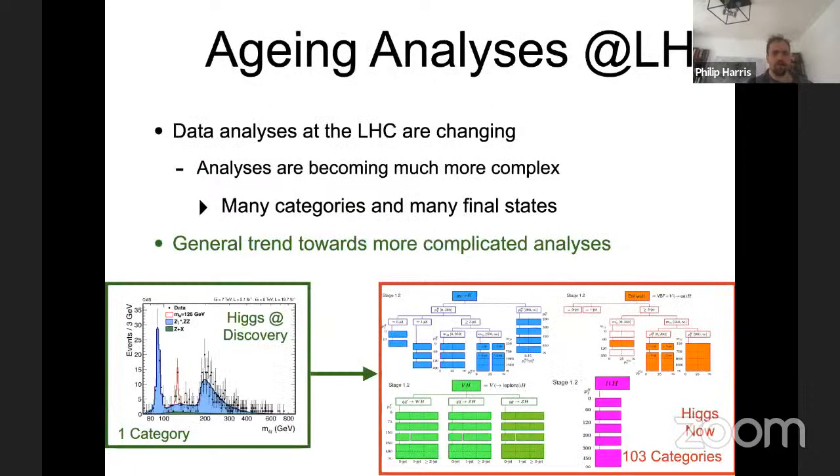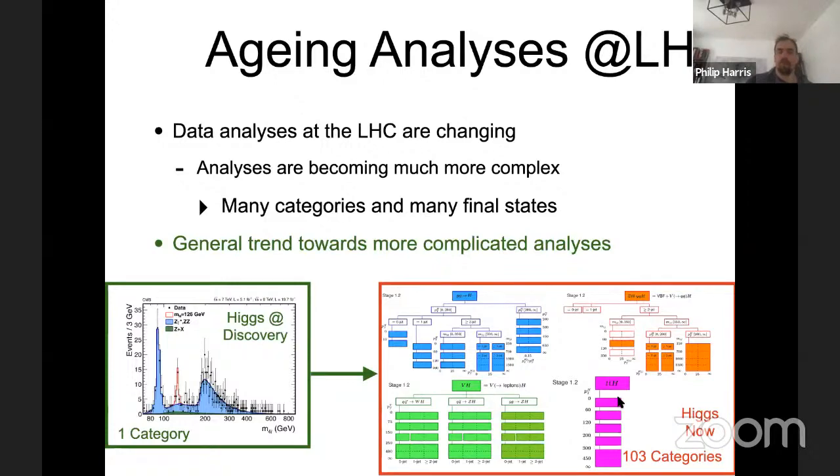Just as a reference, analyses at the LHC have gotten more complex in the past 10 years. So here's a Higgs discovery. One of the Higgs discovery plots is just a one category plot. You can see the Higgs boson. But these days when we look at the Higgs, we actually tend to look at it in many more categories. So the current incantation has 103 different categories. This is the official way you split the Higgs. And this is not just with decay modes, this is just for one Higgs decay mode. So you can multiply this by the five conventional decay modes that we look at. So you're talking about hundreds and hundreds of categories.